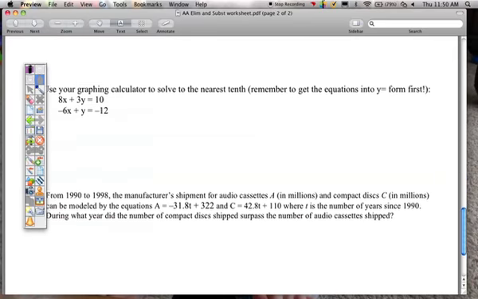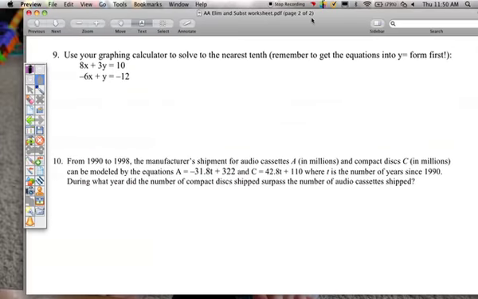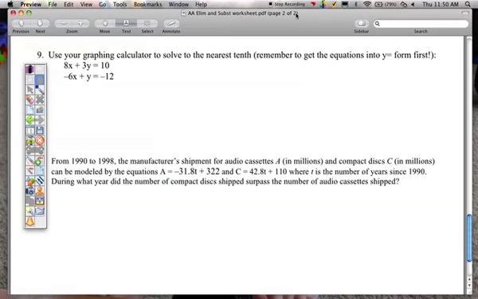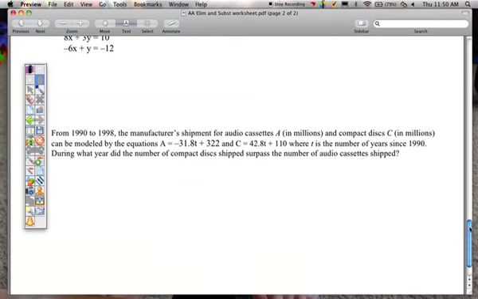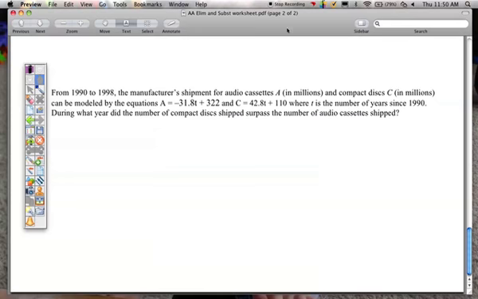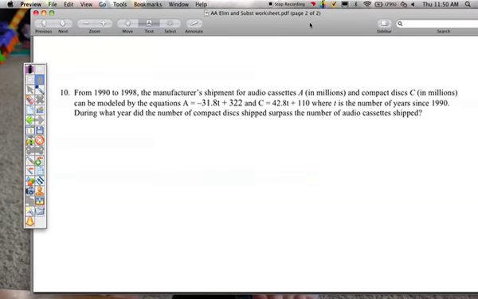And then you have some graphing calculator problems where you can solve for y and then plug into your graphing calculator and use your intersection feature to figure out the point of intersection. And then you have one word problem, read it through, figure out what each of the numbers stand for, and then you can solve. So this will be due tomorrow.